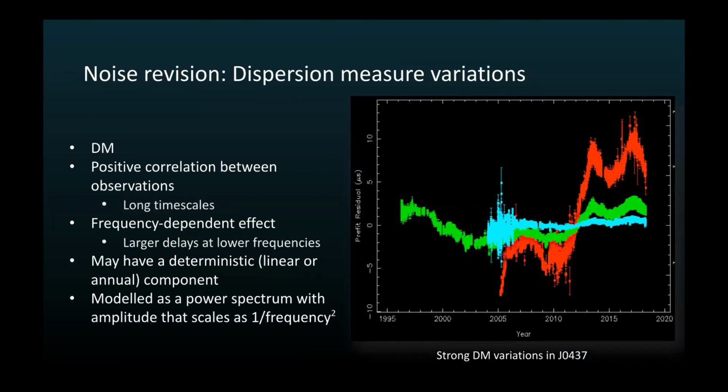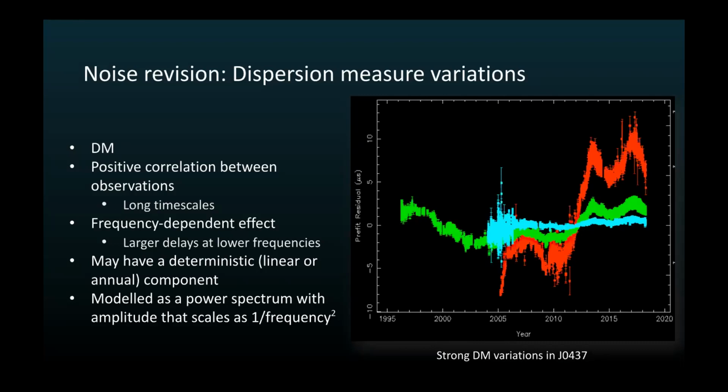But the important way to differentiate them is that the amplitude of this process scales as 1 on frequency squared. So it's much larger at lower frequencies. So in this plot, I'm showing the timing residuals for a particular pulsar observed with Parkes as a function of a long data set of many years.